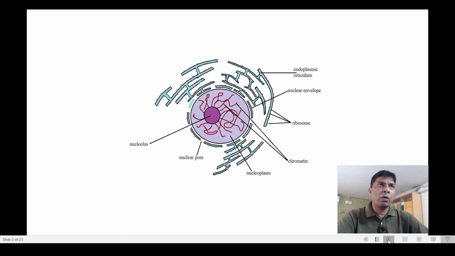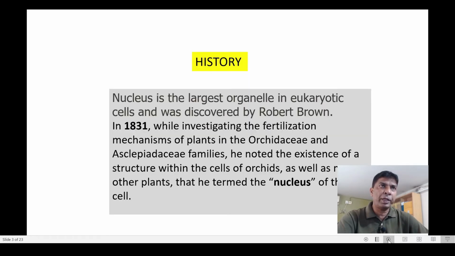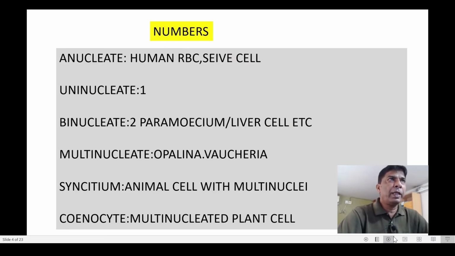This is the structure of our nucleus, but before going through the details of it, let's go through the history of it. It was way back in 1831 when Robert Brown, a botanist, was observing the fertilization process between the two plant families, Orchidaceae and Asclepiaceae. He noted the existence of a structure within the cells of orchids as well as many other plants, and he termed it the nucleus.